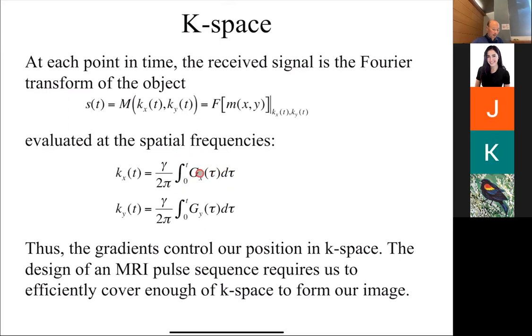But once you've specified it, then it's actually quite simple. You just take the time integral up to that point in time, multiply it by gamma over 2 pi, and that tells you where you are in kx, okay? So the gradients control our position in k-space.